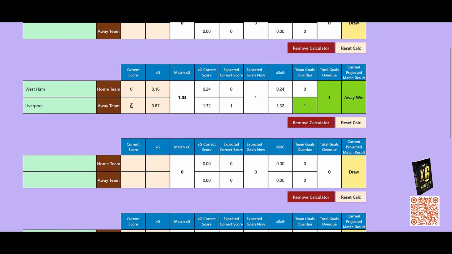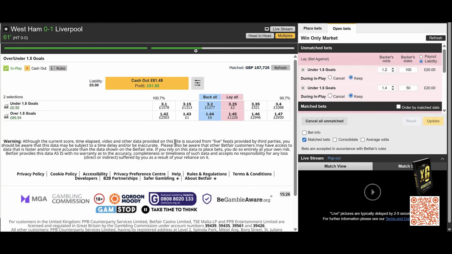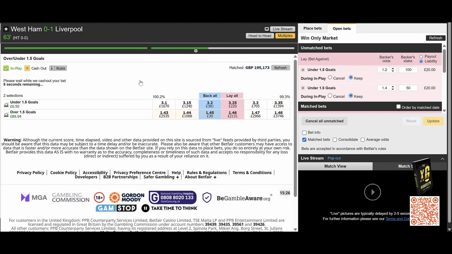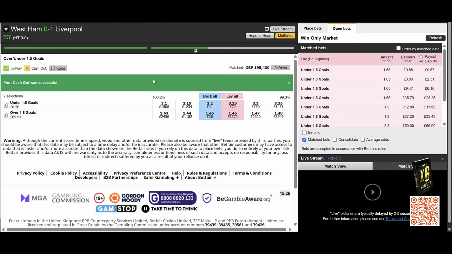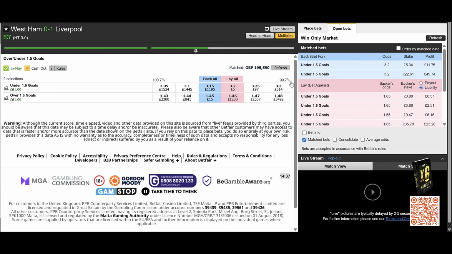So just updated the XG numbers on this one. We'll update the correct score. And so we're right where we should be with regards to goals overdue and the current projected match result. So going back to this, probably just take the profits in this one. At the moment, there's no real need to push this any further. It was a well thought out trade, as you saw. Data driven, it's exactly what we're looking for.